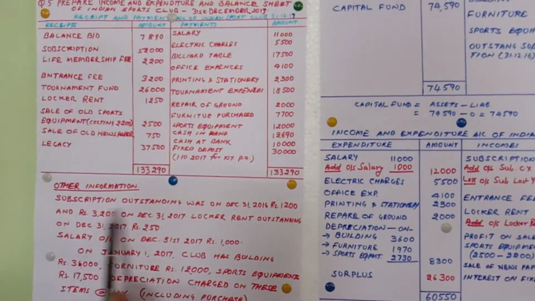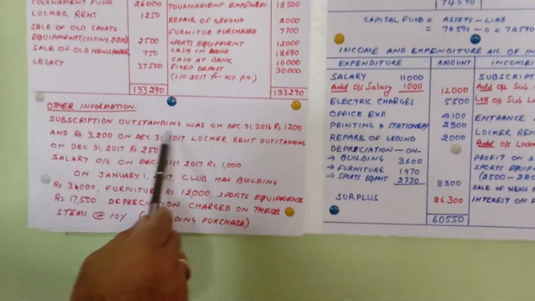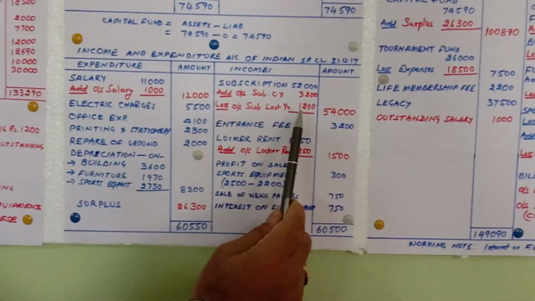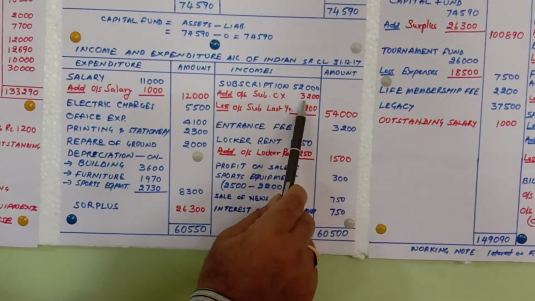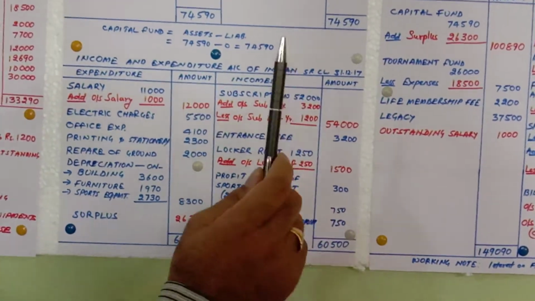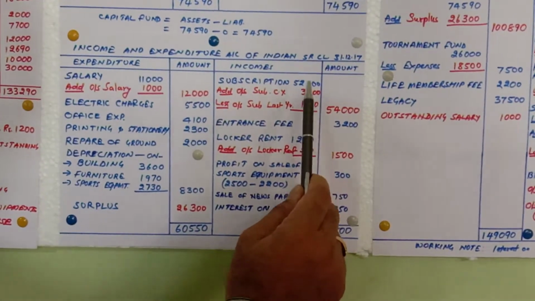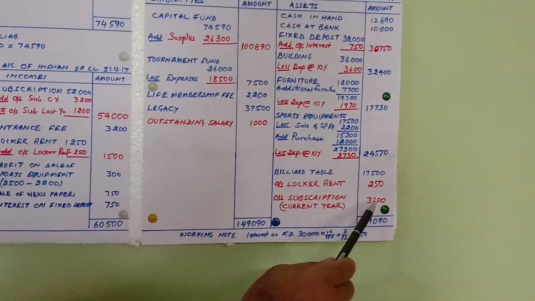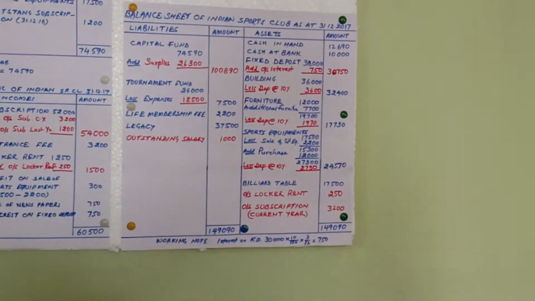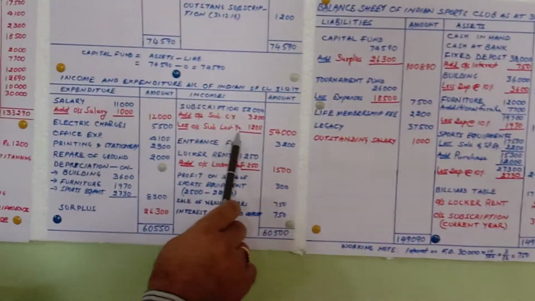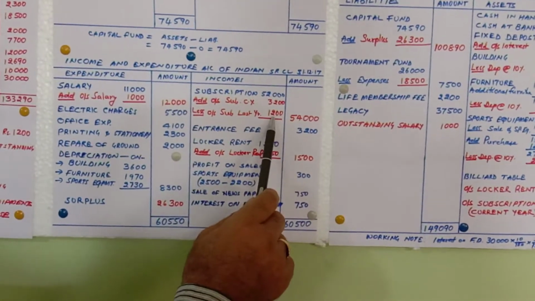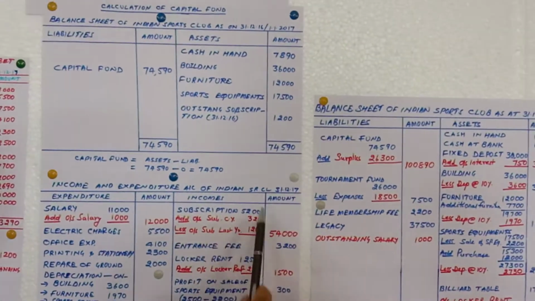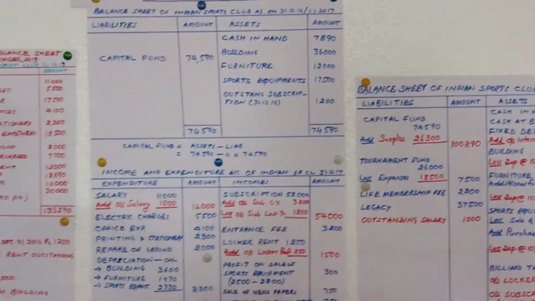Now one by one, let's see the additional information or other information. Subscription outstanding, of last year and current year. Current year 3,500, 3,200 to be added. So I added 3,200 and it will go to the asset side of the closing balance sheet. Then subscription of last year 1,200 should be minus, and it will go to last year's balance sheet asset side. Then the subscription amount comes. So this part is over.